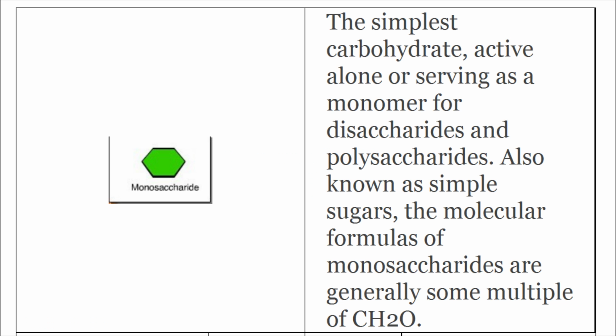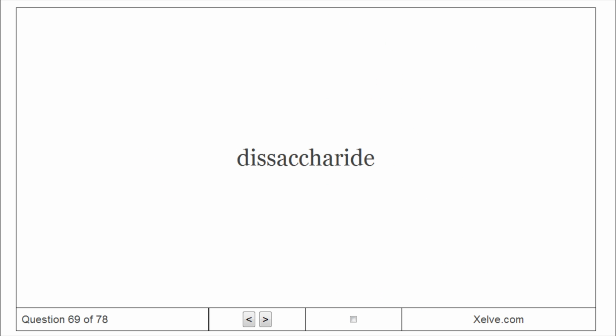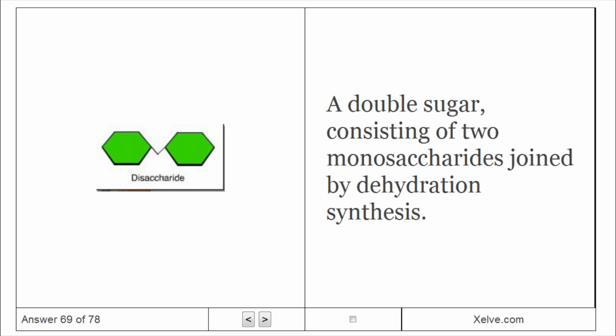Monosaccharide. The simplest carbohydrate, active alone or serving as a monomer for disaccharides and polysaccharides, also known as simple sugars. The molecular formulas of monosaccharides are generally some multiple of CH2O. Disaccharide. A double sugar, consisting of 2 monosaccharides joined by dehydration synthesis.